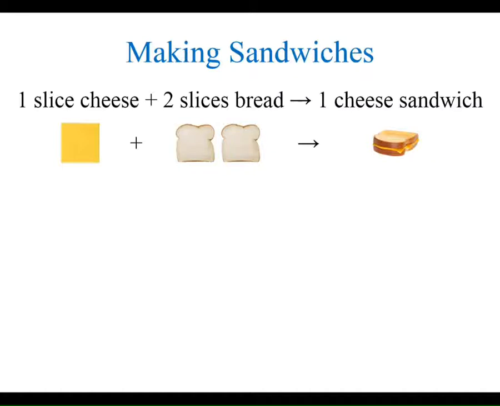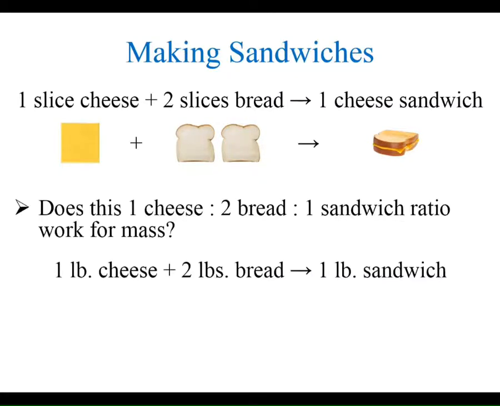Okay, so our ratio then, or our quote unquote balanced equation, is 1 cheese plus 2 bread yields 1 sandwich, right? Just like any other equation, right? 2 to 1 to 2 to 1. Ours is 1 to 2 to 1, right? Okay, so does that same ratio work for masses? Could I say a pound of cheese plus 2 pounds of bread gives 1 pound of sandwich?